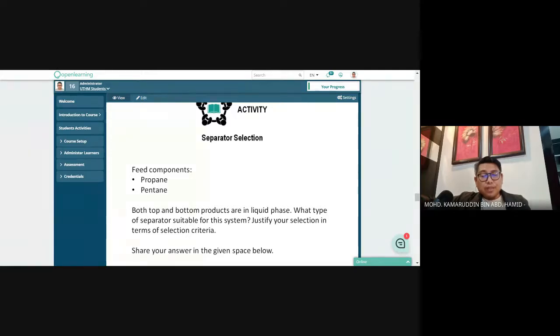Okay? That's what you call the simplest separator is flash. Flash tak guna apa-apa energy pun. Dan dia cuma single stage. That's the simplest, but the simplest shouldn't be the best. Cannot be the best, but sometimes yes.